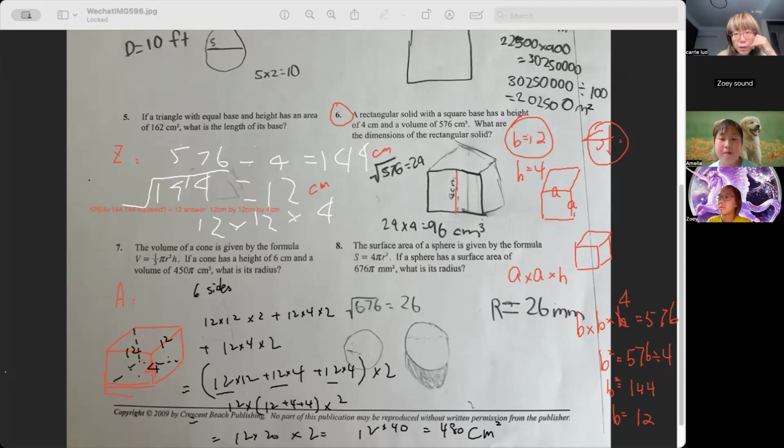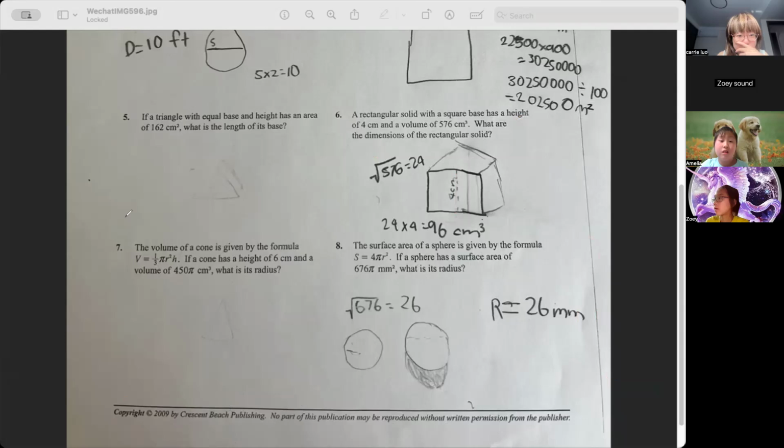Let me see who got it right. Zoe got it right. And Amelia, your answer, if you give me 288 centimeter, is it right or not? I asked you for the surface area. So when it is surface area, it must be what? Centimeter squared. Very good. Get it?